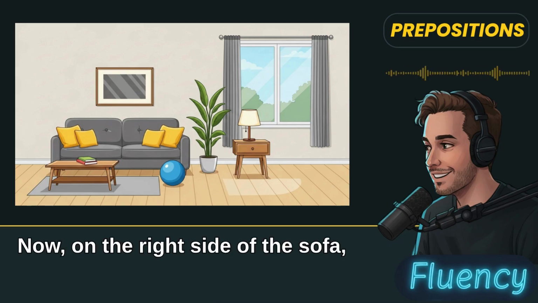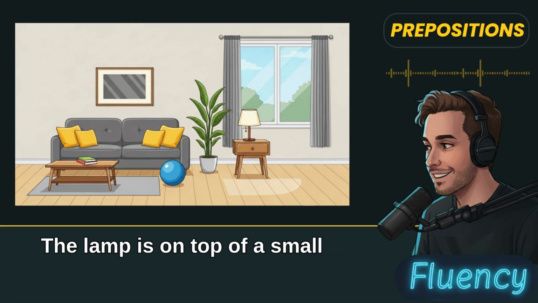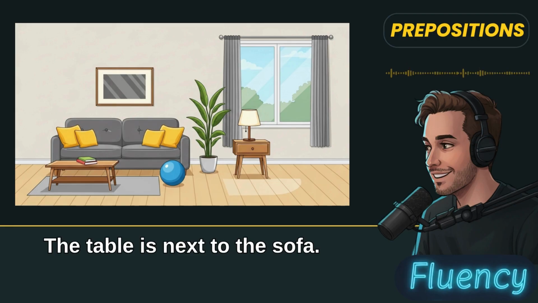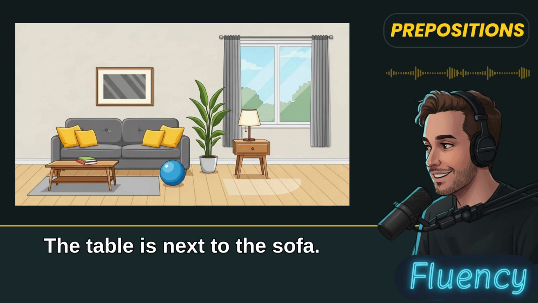Now, on the right side of the sofa, there is a lamp. The lamp is on top of a small side table. So we say, the lamp is on the table. And we can also say, the table is next to the sofa. Repeat both sentences. The lamp is on the table. The table is next to the sofa.